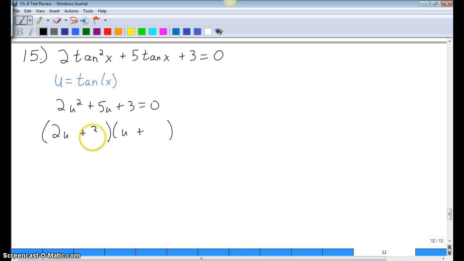Alright, 2u plus 3 and u plus 1. So here we get 2u plus 3 is 0, or u plus 1 is 0. So we either have u is equal to negative 3 halves, or u is equal to negative 1.